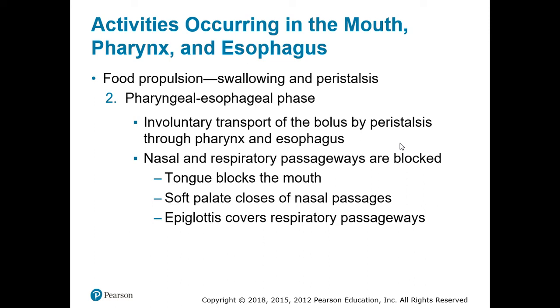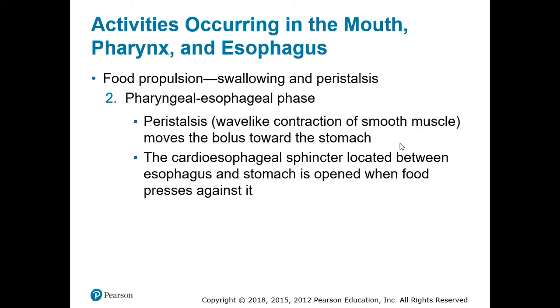This food, once it starts going down, does not usually come back up, and the reason is because the tongue is going to block re-entry into the mouth. Your soft palate closes so things don't go up to your nasal passages out your nose. And then your epiglottis helps cover respiratory passageways so it doesn't go down into your lungs. Remember, again, I've talked about it several times. Peristalsis is that wave-like contraction. It's smooth muscle that moves this food down towards your stomach.